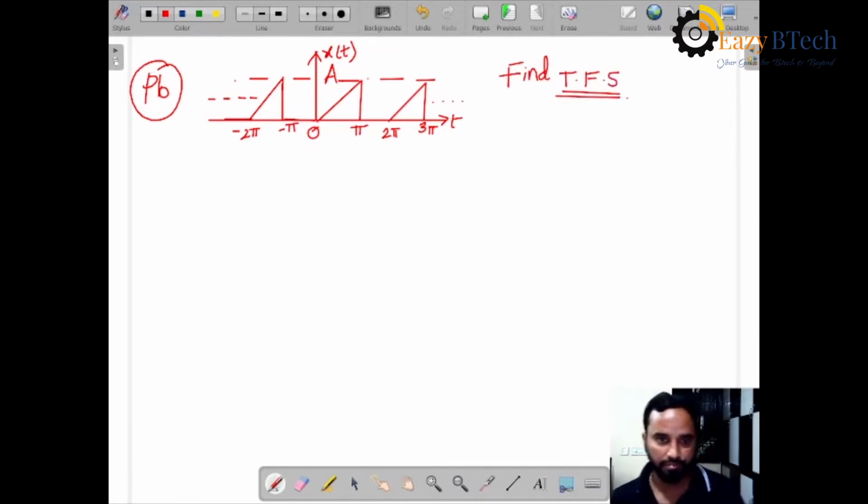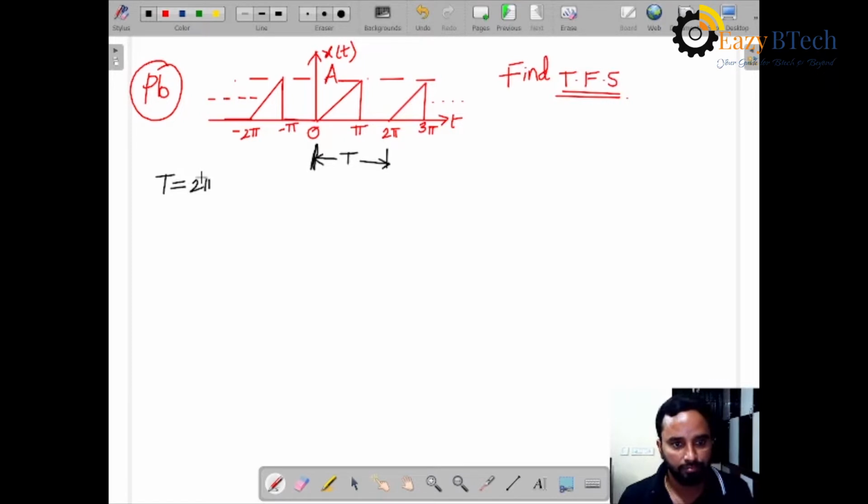Let's do it. First of all, for trigonometric or exponential Fourier series, we need to identify the fundamental time period. So what is the fundamental time period? 0 to 2 pi, right? This is the fundamental time period. So T is equal to 2 pi. After the time period, omega naught, the fundamental frequency, which is equal to 2 pi by T. So 2 pi divided by 2 pi, it is 1.